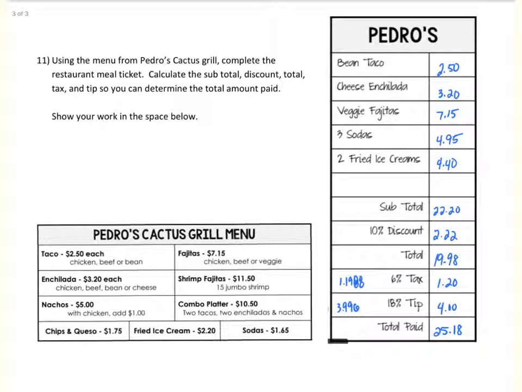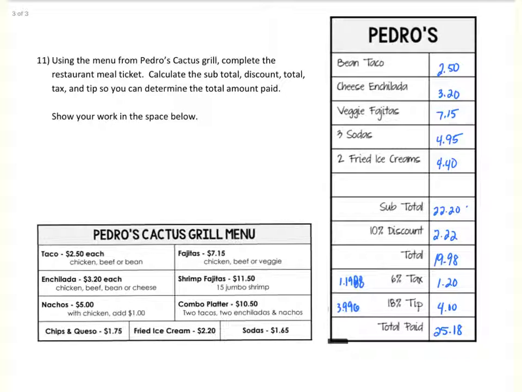Last problem. Many of you did a very good job in finding the subtotal for all of the items. However, there were about 2 or 3 mistakes in noticing the 3 sodas and the 2 fried ice creams, and various people had problems adding. However, once we get to the subtotal, you found the 10% of that. Once you found 10% of the subtotal, then you subtract and you find your new total. Some people got this part mixed up.